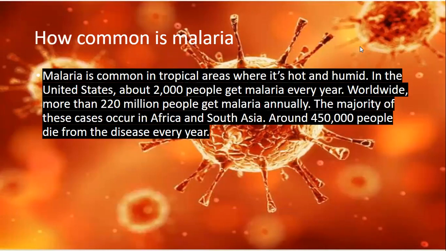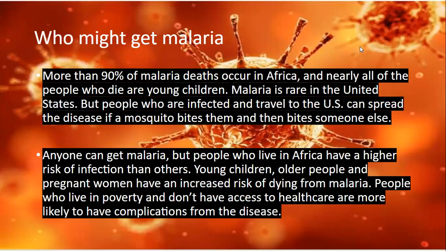How common is malaria? It is really common in tropical areas where it is hot and humid, where mosquitoes live and thrive. More than 220 million people get malaria annually. The majority of these cases occur in Africa and South Asia. Around 450,000 people die from the disease every year. More than 90% of malaria deaths occur in Africa, and nearly all of the people who die are young children.